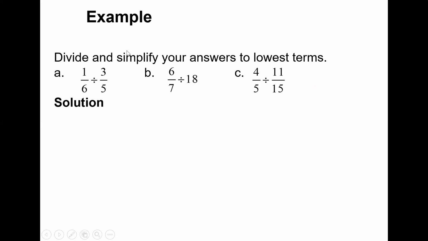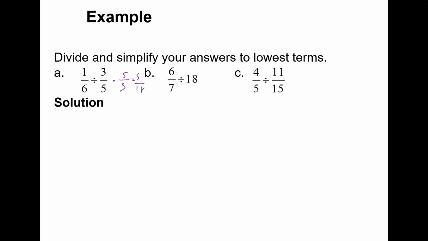All right, so when we divide here and then simplify answers to lowest terms, remember when you divide like this, we have to multiply by the reciprocal. So really what we're going to do is take 1 over 6 times 5 over 3. So instead of dividing, we're going to multiply by that reciprocal. And so now we have 1 times 5, which is 5, 3 times 6, which is 18.